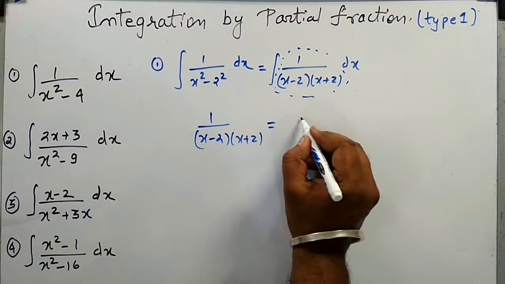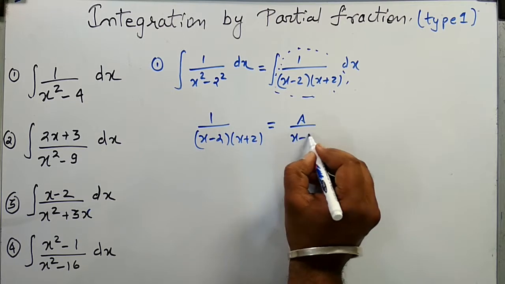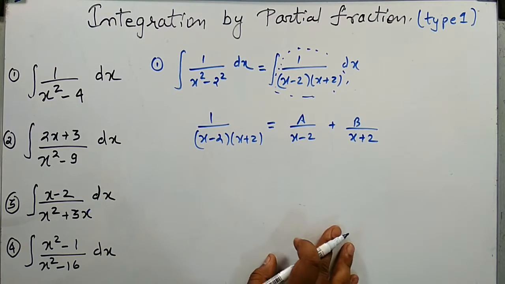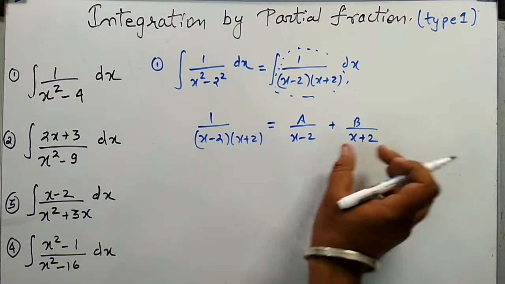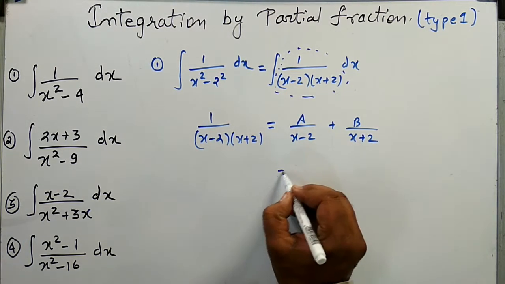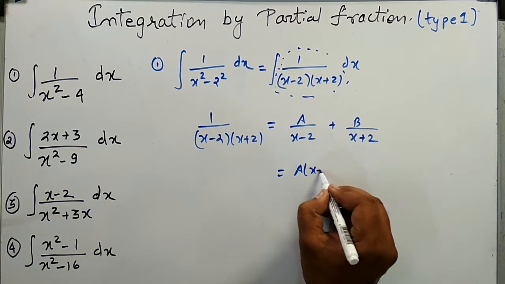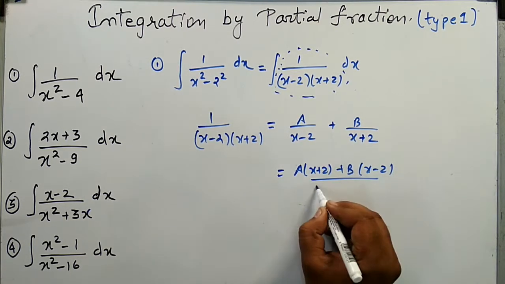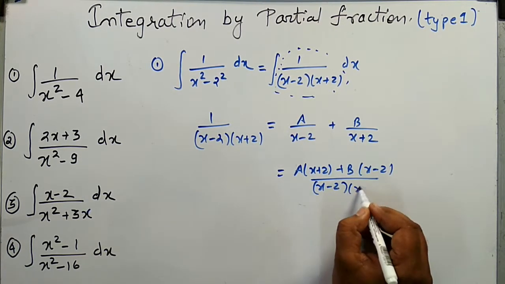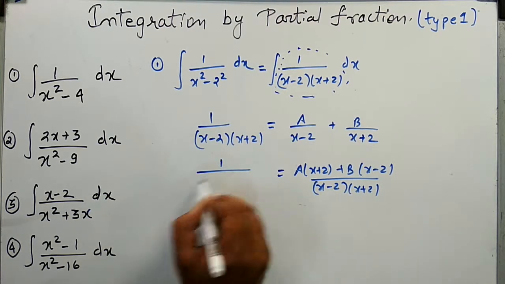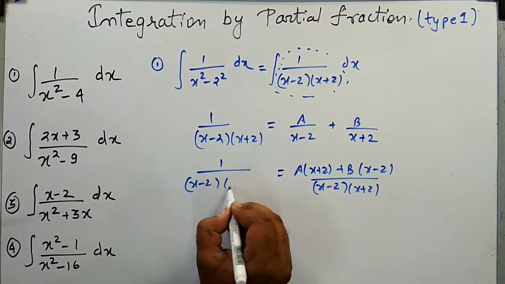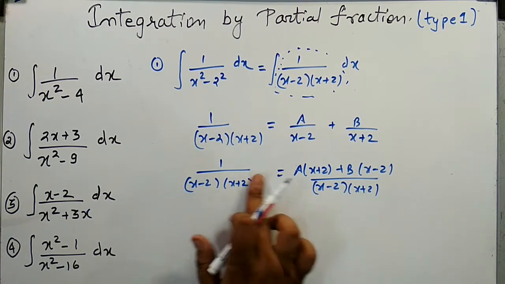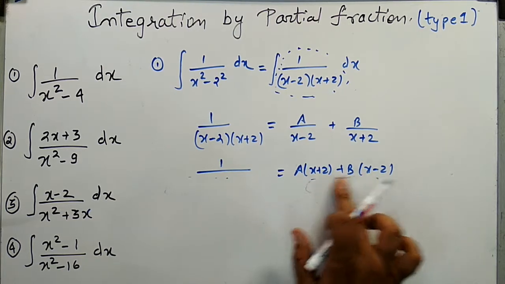The decomposed partial fraction form of this will look like a by x minus 2 plus b by x plus 2. If we take the LCM of the terms in the denominator, we will get a into x plus 2 plus b into x minus 2 upon x minus 2 into x plus 2, which will be equal to 1 by x minus 2 into x plus 2. These terms are the same, so I am rubbing them.